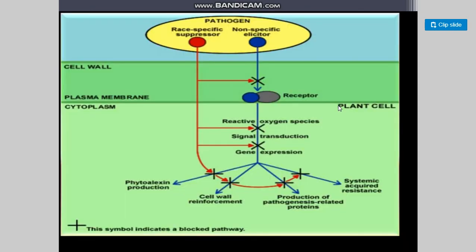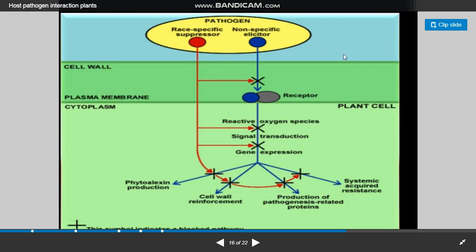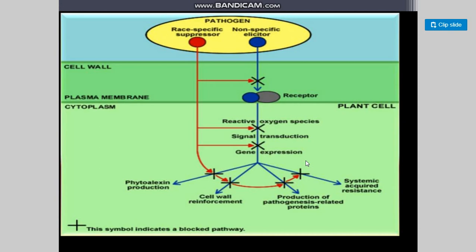The race specific suppressor blocks all the reactions like reactive oxygen species, signal transduction and gene expression, and blocks all the actions like phytoalexin production, cell wall reinforcement, production of pathogenesis related proteins, and lastly systemic acquired response. All the responses are blocked through the suppressor.